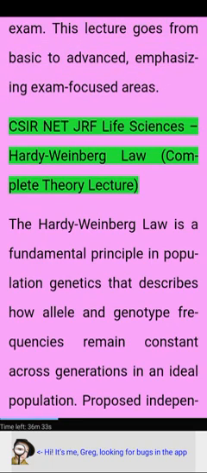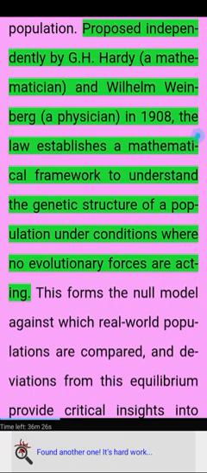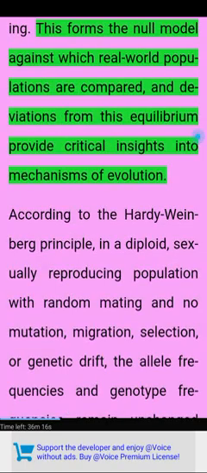CSIR-NET JRF Life Sciences, Hardy-Weinberg law complete theory lecture. The Hardy-Weinberg law is a fundamental principle in population genetics that describes how allele and genotype frequencies remain constant across generations in an ideal population. Proposed independently by G.H. Hardy, a mathematician, and Wilhelm Weinberg, a physician, in 1908, the law establishes a mathematical framework to understand the genetic structure of a population under conditions where no evolutionary forces are acting. This forms the null model against which real-world populations are compared, and deviations from this equilibrium provide critical insights into mechanisms of evolution.